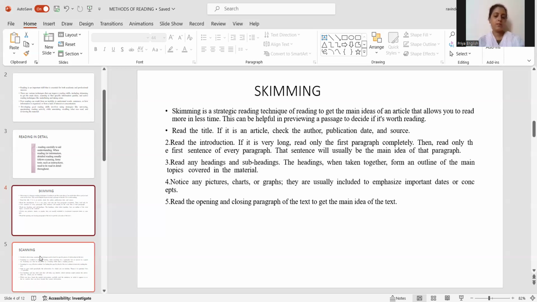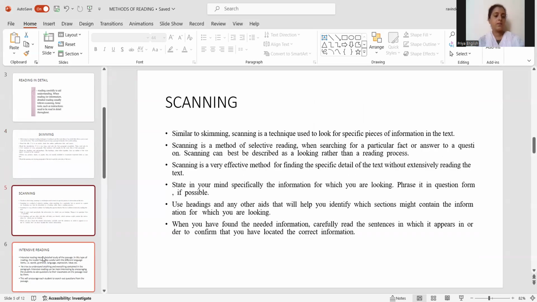So the next topic is scanning. Yeah, so this is also a technique of reading, which is quite similar to skimming. But over here, the only difference is that while doing skimming, you're going to just read in a less amount of time to get the overall idea of the text. Whereas scanning is a technique which is used to look for specific pieces of information in the text.